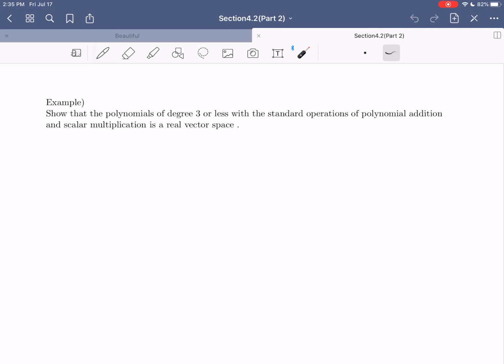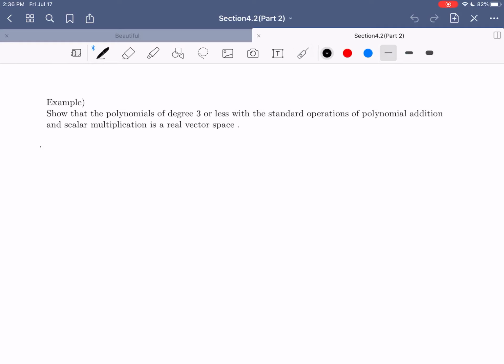Okay, so let's get right into it then. For our first example, we're going to show that the polynomials of degree 3 or less with the standard operations of polynomial addition and scalar multiplication is a real vector space. So let's go through this as formally as we can here. For this first example, you'll notice that we're just going to be using standard operations. In a later video, we'll actually do an example with some non-standard operations. But for right now, we just want to get a sense of what all this stuff really means. So we're going to keep it pretty simple and have the standard operations, but we'll still be pretty thorough with our notation here.